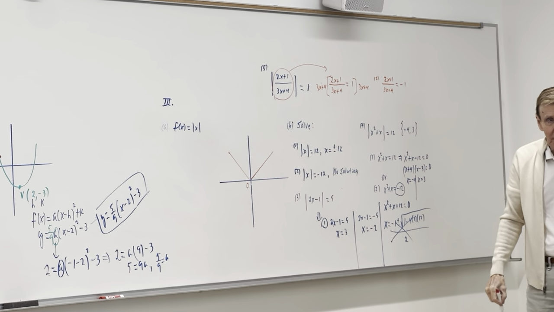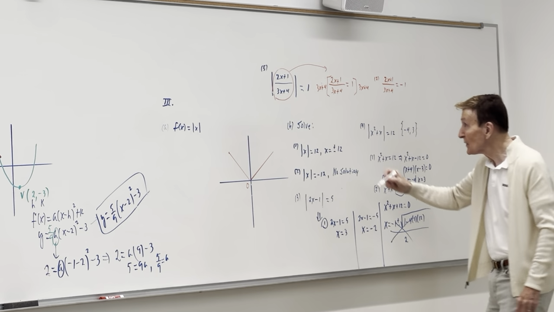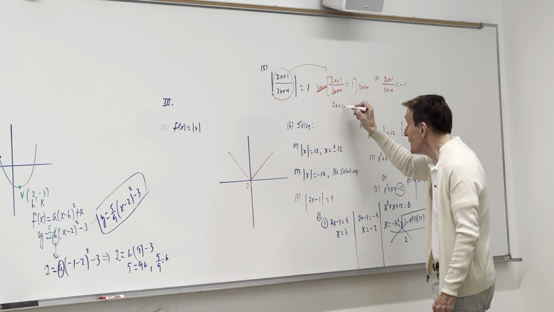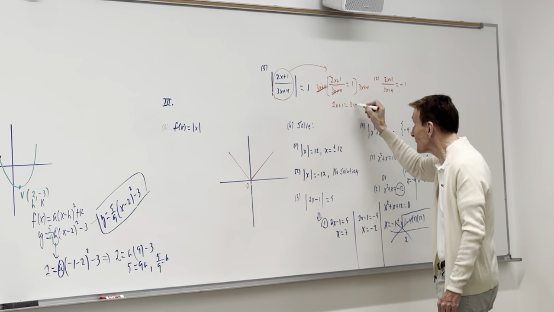This is cleaned out. Those 3x plus 4s will cancel on the left. That's why I want to do it, leaving me 2x plus 1, and of course on the other side we left out just 3x plus 4.